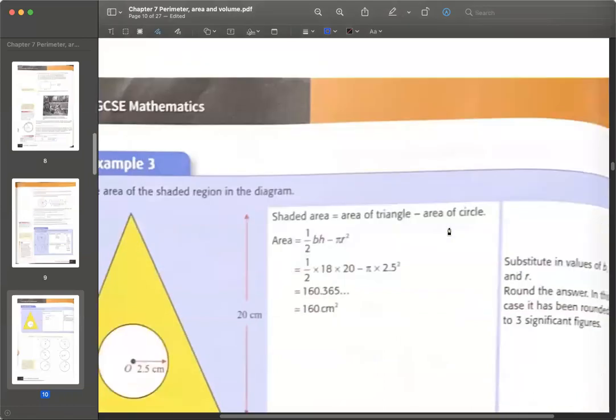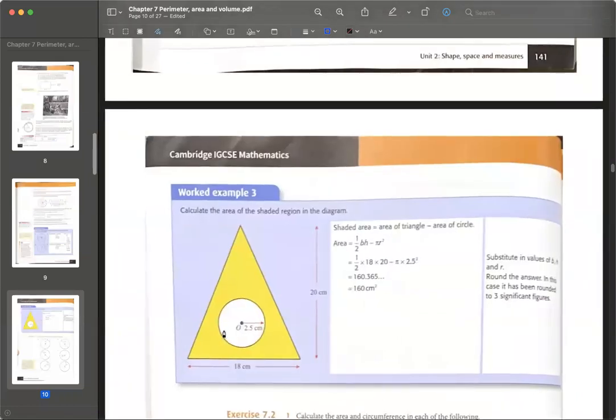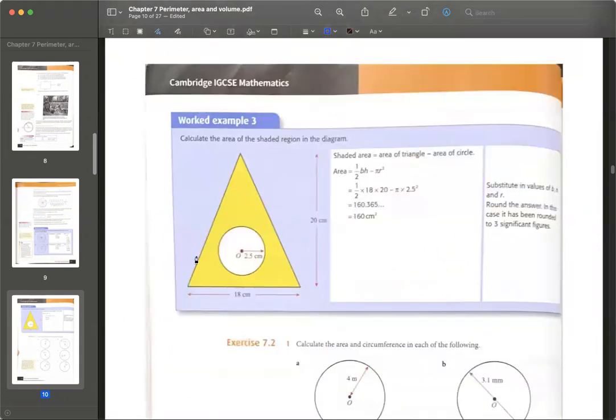Okay, so let's look at this one here. They ask you a harder question where you need to find the area of the yellow area. So you need to find the area of the triangle minus the area of the circle. This is a critical thinking question, which is quite easy. You just need to use the area of the triangle, because that is the whole thing, and then minus away the circle, then you can get the area of the yellow place.